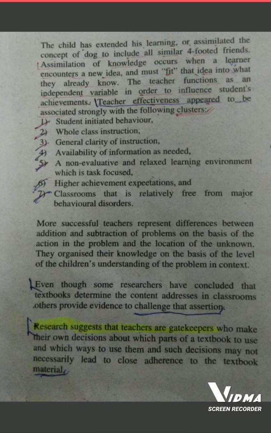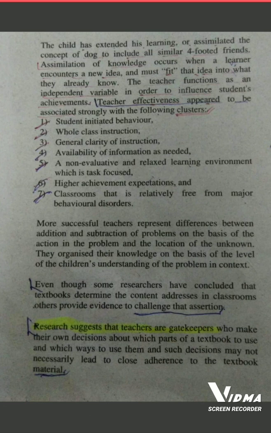The child has extended his learning, or assimilated the concept of dog, to include all similar four-footed friends. Assimilation of knowledge occurs when a learner encounters a new idea and must fit that idea into what they already know. The teacher functions as an independent variable in order to influence a student's achievements.